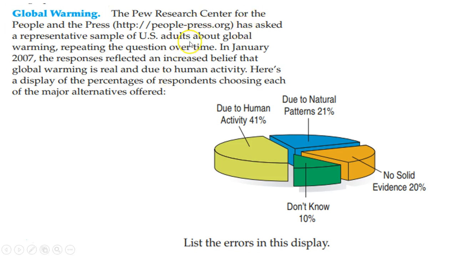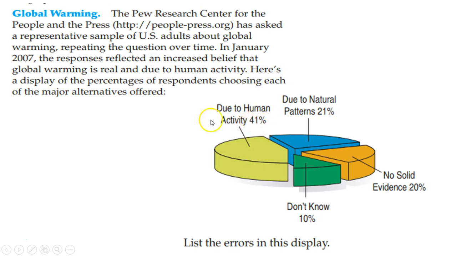But basically what this is saying is a research center for people and the press asked representative samples of U.S. adults about global warming, repeating the question over time. In January 2007, the responses reflected an increased belief that global warming is real and due to human activity. All right, here's a display of the percentages of respondents choosing each of the major alternatives.